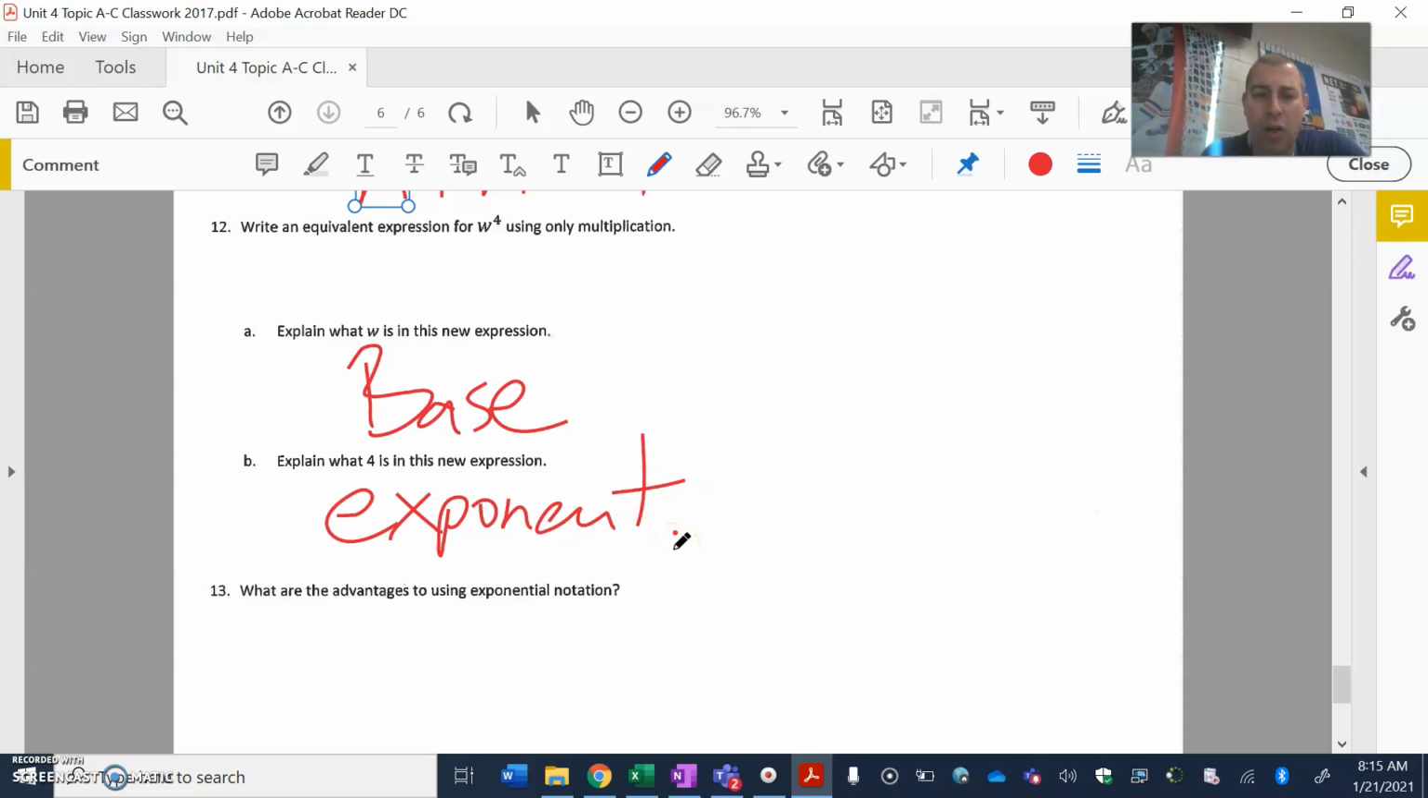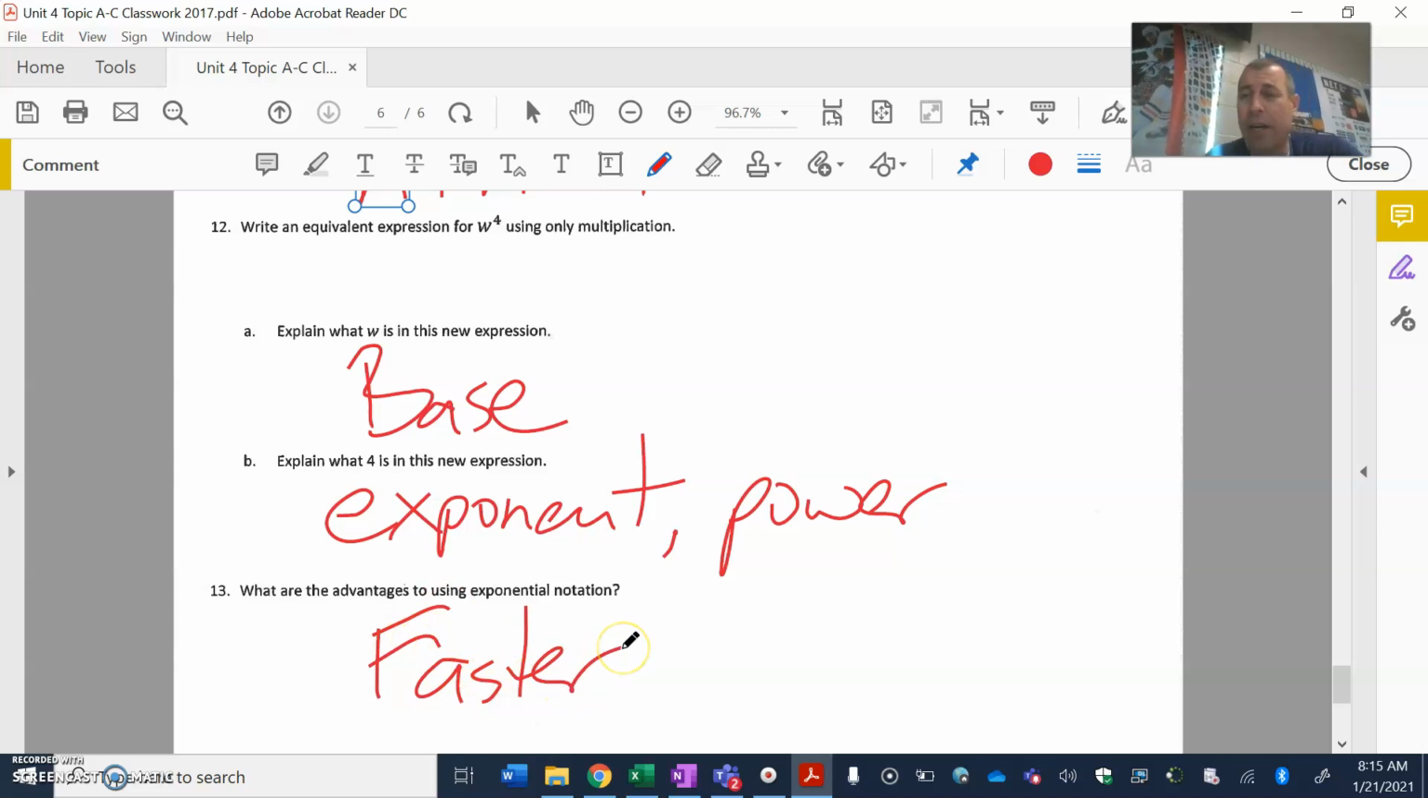We can call it an exponent. We can call it a power. You could tell me it's how many times you're going to be multiplying something together. All those things are going to work. And then what are the advantages to using exponential notation? Well, simply, it's a faster way to write. Instead of writing out 3 times 3 times 3 times 3, we can write it as 3 to the 4th power, or in whatever case.